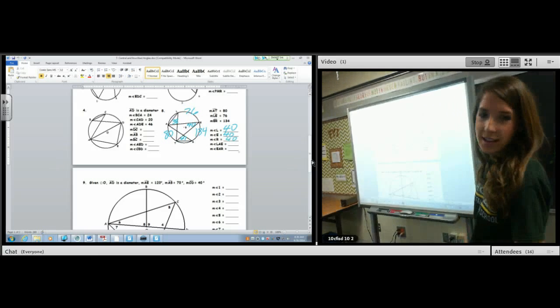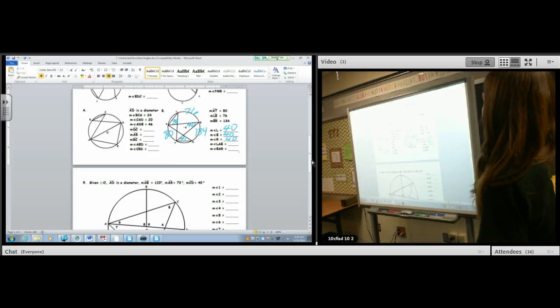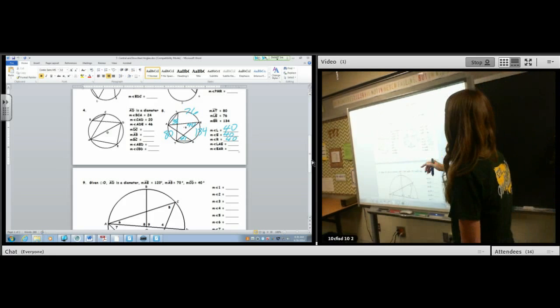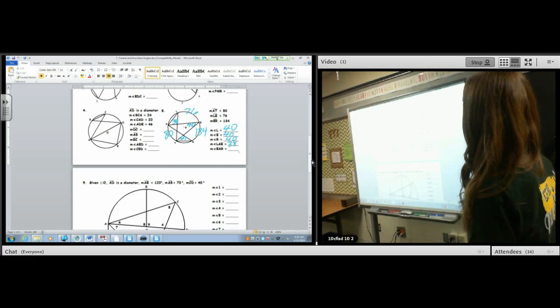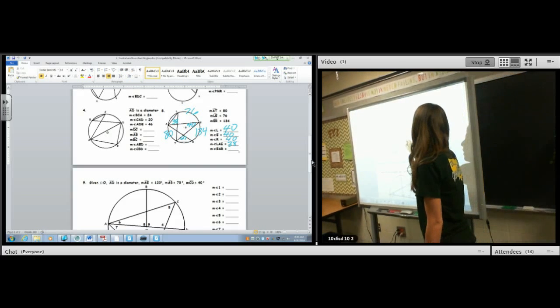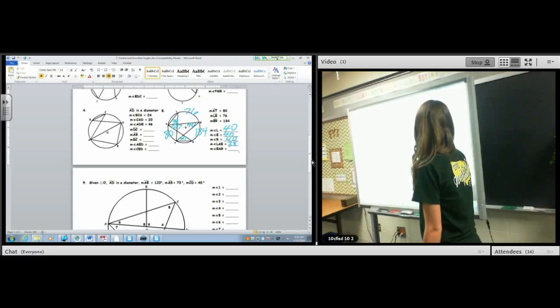I was finding things I didn't need to find, huh? Angle LAE is half of 76, so it's 38. And angle EAR is half of 134, so it's 67.